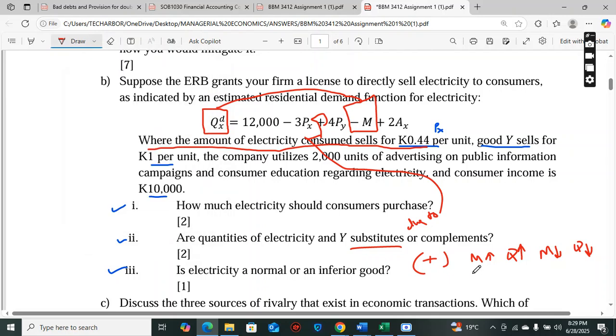If your income increases, you buy less. And if your income reduces, you buy more. That's a negative relationship, right? And quantity demanded. Both of we're looking at the relationship between income and quantity demanded.